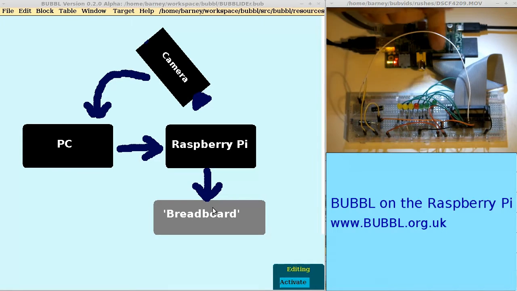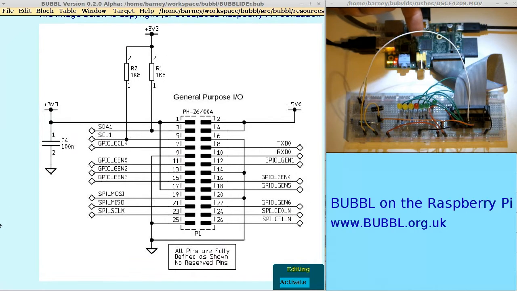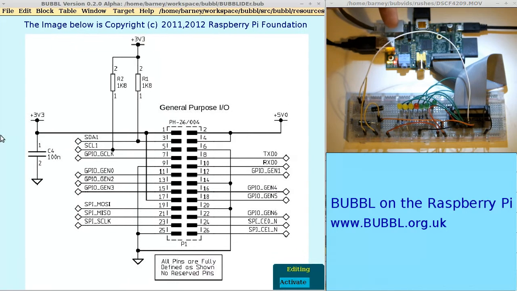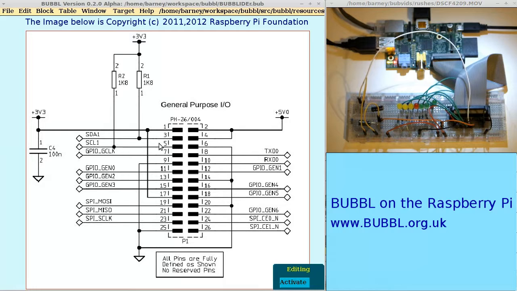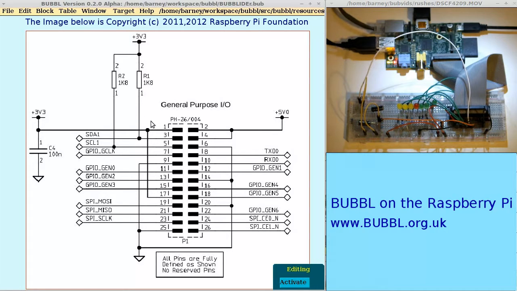Now it's connected through this connector P1 on the Raspberry Pi circuit diagram. This is the schematic, and you'll see this is the connector P1. If you look on the diagram here, you'll see pin 1 is connected to 3 volts, pin 2 is connected to 5 volts, and pin 3 here has just got a resistor to 3 volts, so we can use that as an output pin, which is what I want to do.